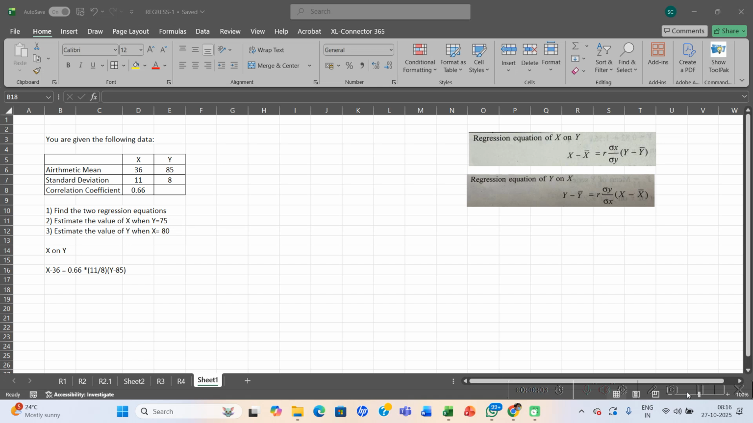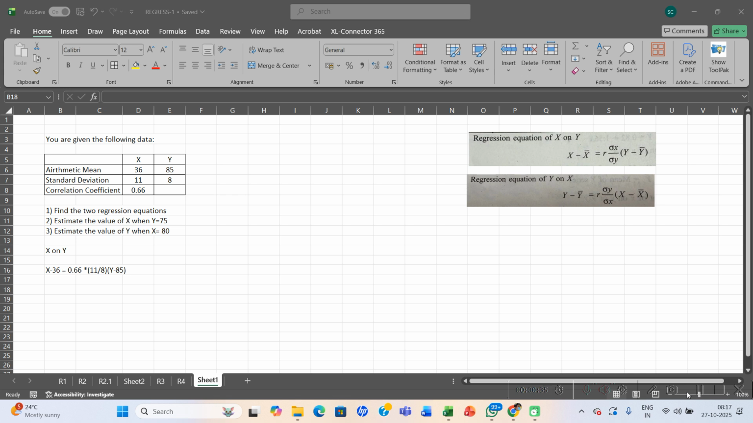In this session, we will be finding the equations x on y and y on x when the arithmetic mean of both x and y is given, standard deviation of both x and y is given, and the correlation coefficient is also given. After finding the x on y and y on x equations, we will be estimating the value of x when y is given and then estimating the value of y when x is given.